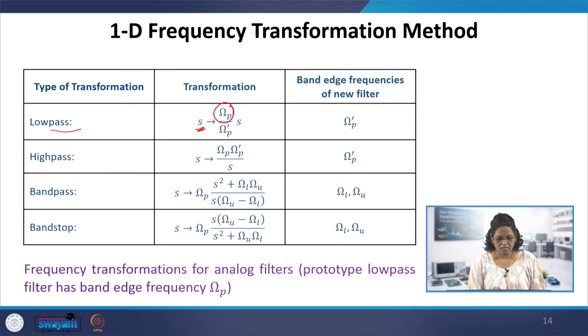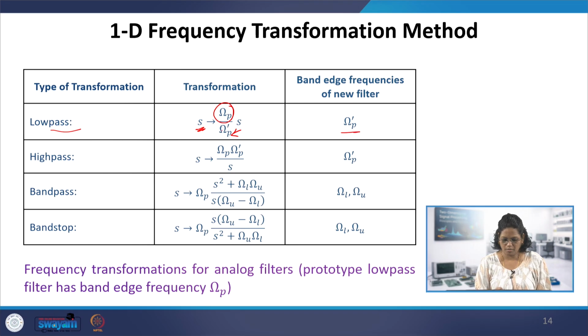And whatever transfer function we get for the 1D analog filter, if we want to change the cutoff frequency to another one, then in this case you just use the frequency transformation. So using this, omega p dash is the next or new frequency for which we need the transfer function of the 1D.